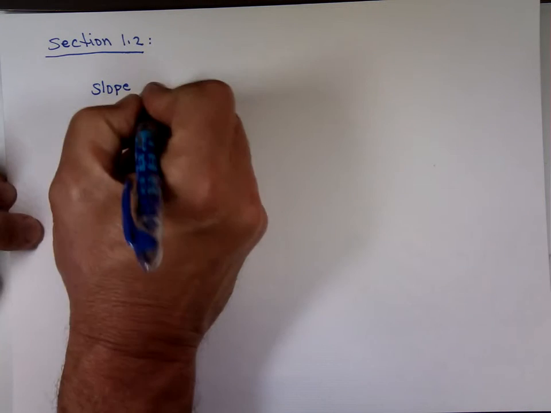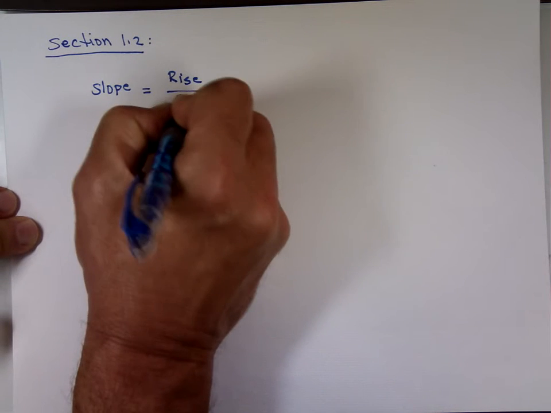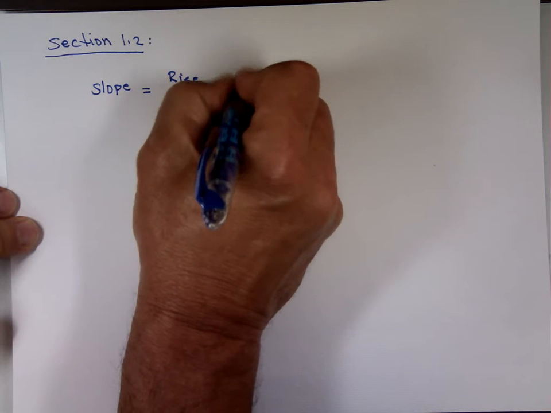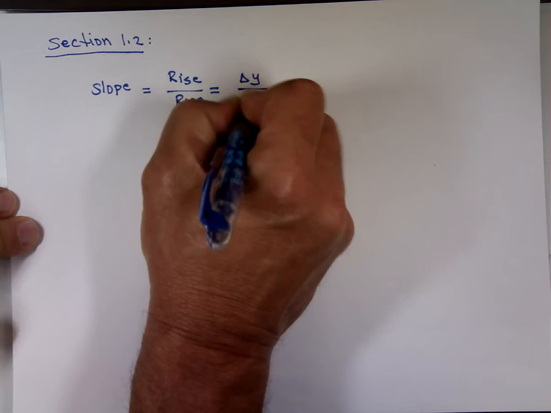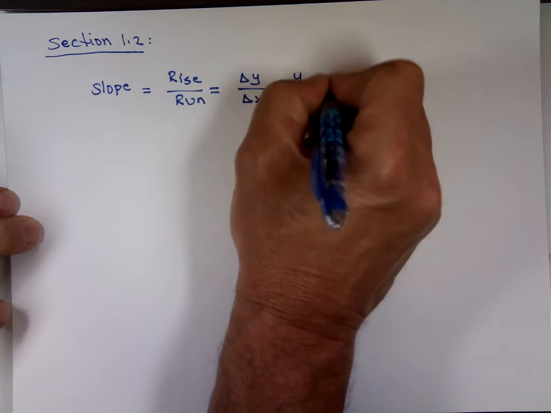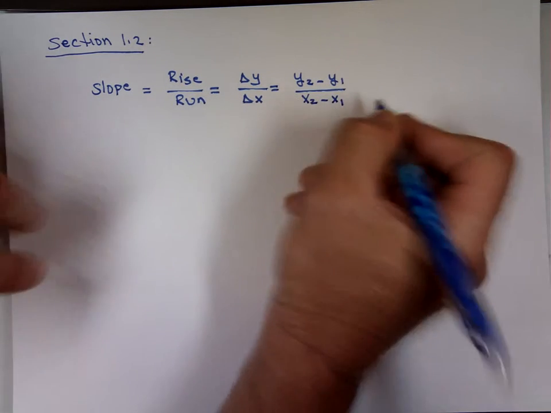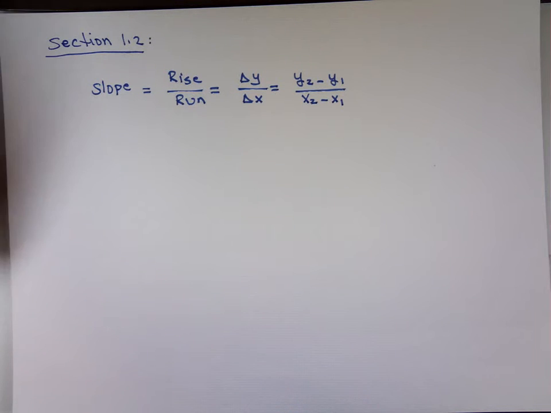Slope, whatever you want to call it. The slope is defined as what? The rise over the run, yes. Change in y over change in x, or y2 minus y1 over x2 minus x1. That's the definition of a slope. Hopefully you've seen that before.